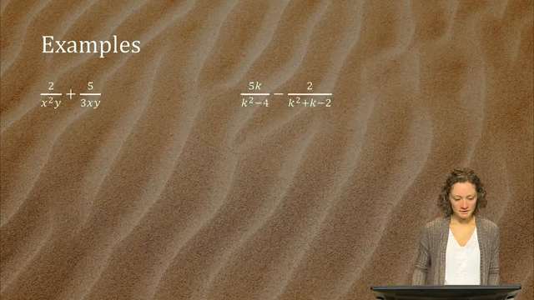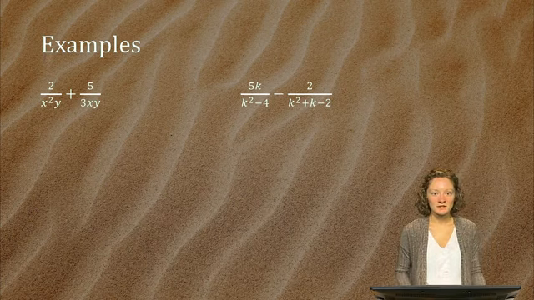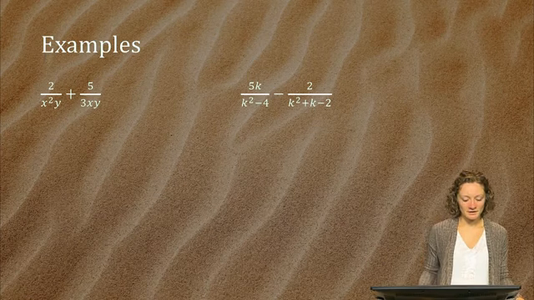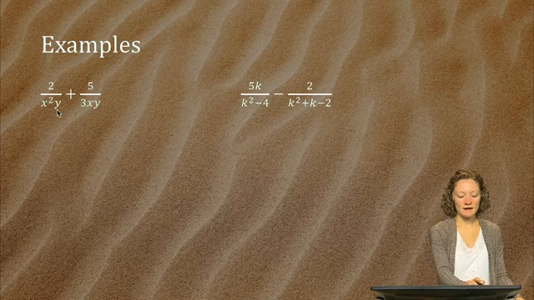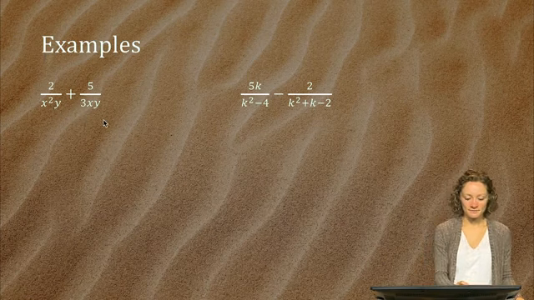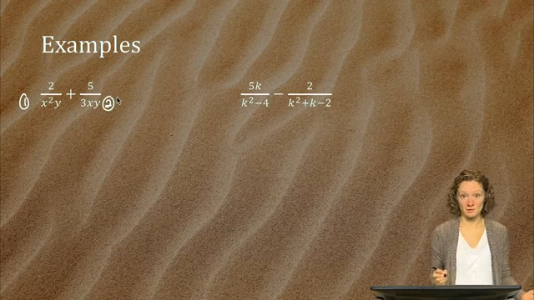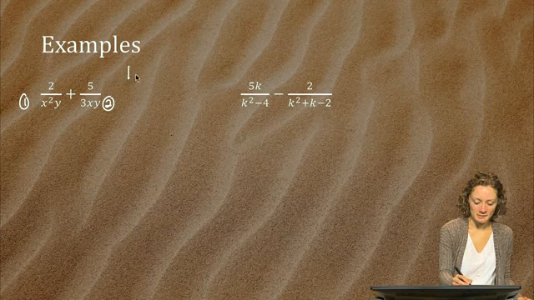All right. Next set of examples. Again, we're trying to add, so first, find a common denominator. Our denominators are x squared y and 3xy. Let's look at first, second. These are different, so we're going to have to find a common denominator.